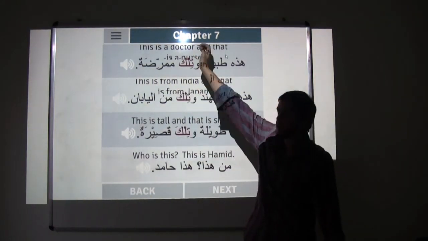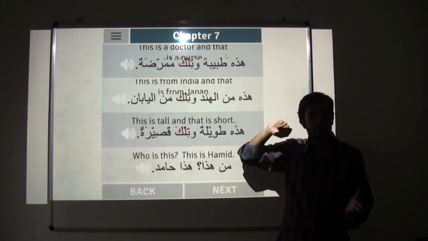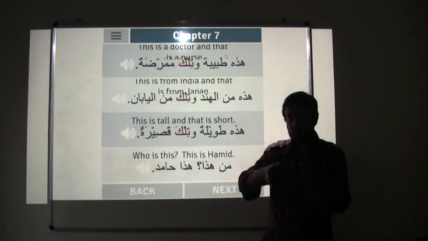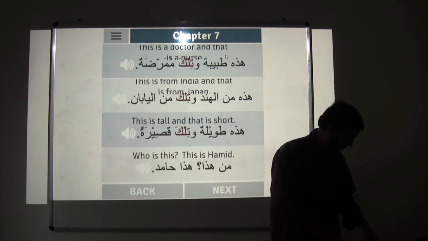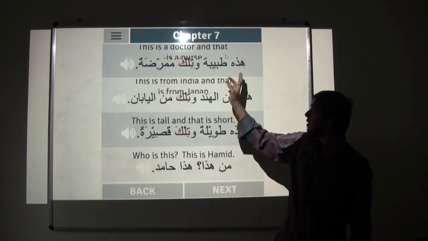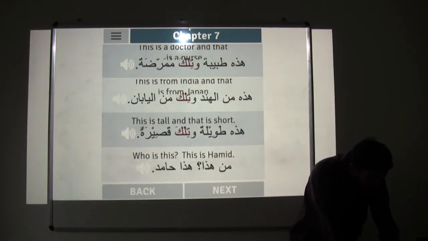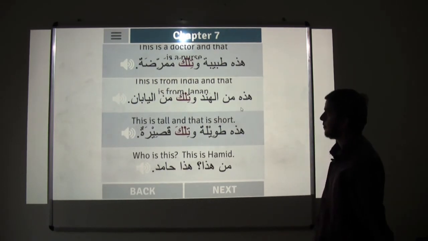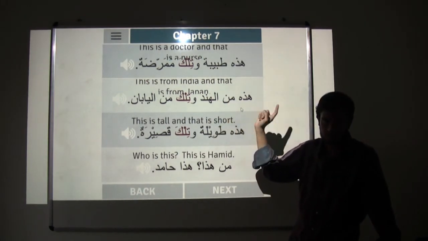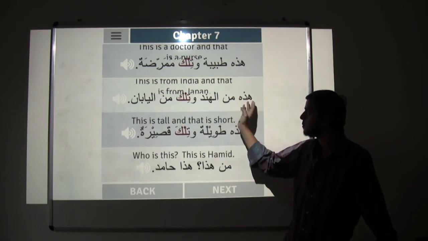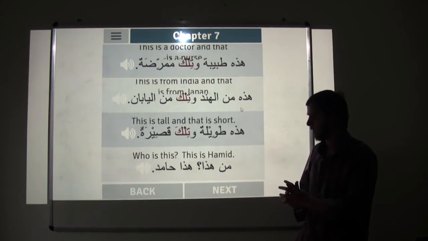What does mumarrida mean? Nurse, female nurse. And tabiba means doctor. What kind of doctor? Lady doctor, female doctor. Fine. So it's simple. This person, that person, that's understood. This person is from India. That person is from Japan. Simple, okay?